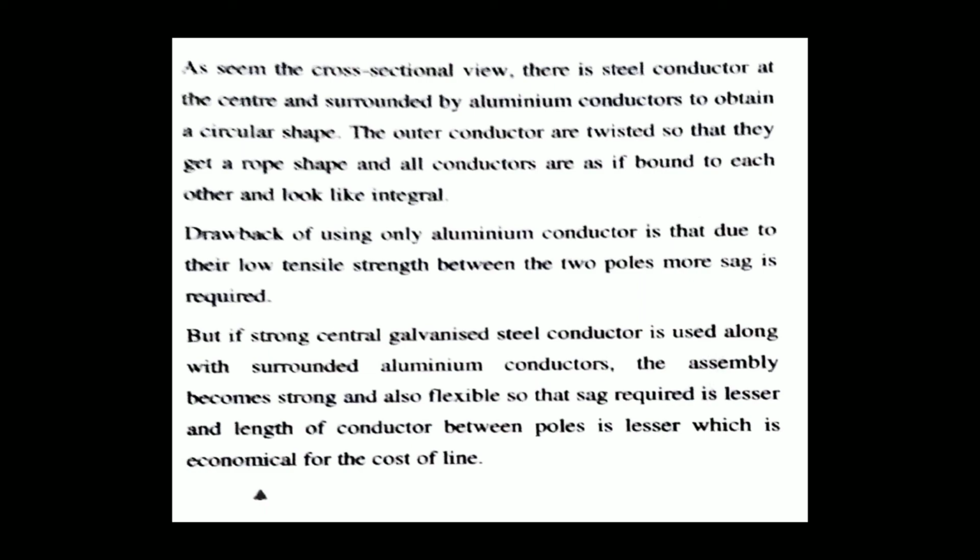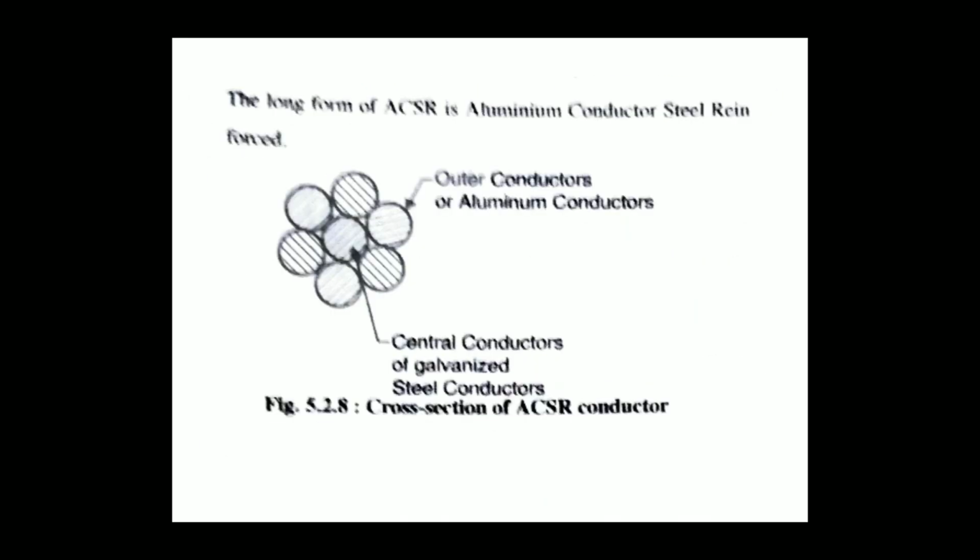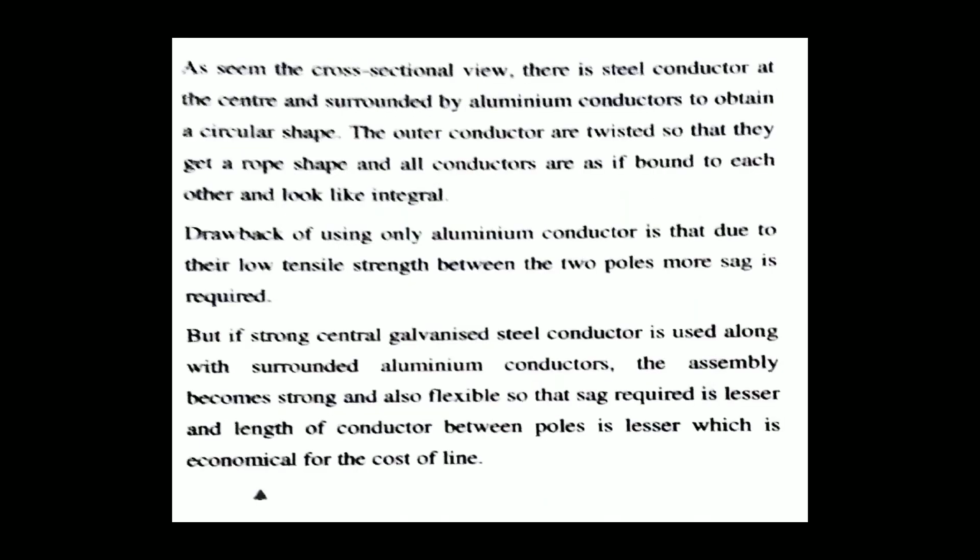The drawback of using only aluminium conductor is that due to low tensile strength, more sag is required between the two poles. But if a strong central galvanized steel conductor is used along with surrounding aluminium conductors, the assembly becomes strong and also flexible, so the sag required is lesser and the length of conductor between poles is lesser, which is economical for the cost of the line. Okay, this is the ACSR conductor.